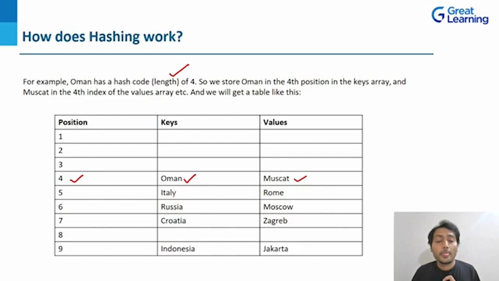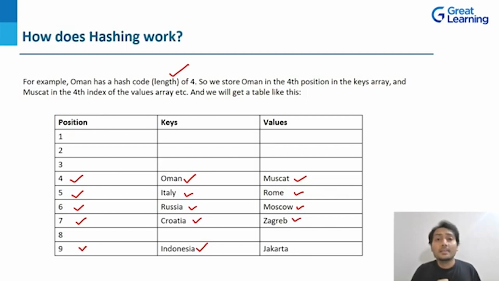Fine. Similarly, the length of Italy is 5, so I've stored it in the index location 5. Russia is 6, I have stored it in this location. Croatia is 7, I have stored it here. Similarly, we have the capital cities as the values, and these are your keys. So in this example, based on the length of that country name, I'm locating it in those positions. Now we have one more, which is Indonesia, which is 9. We have located it at the index location 9.